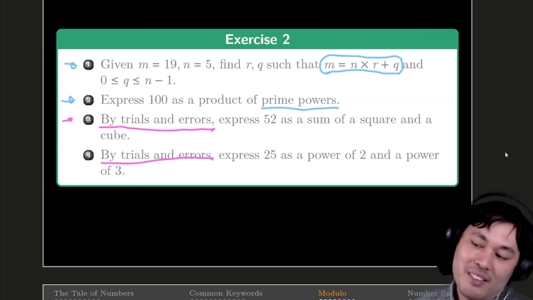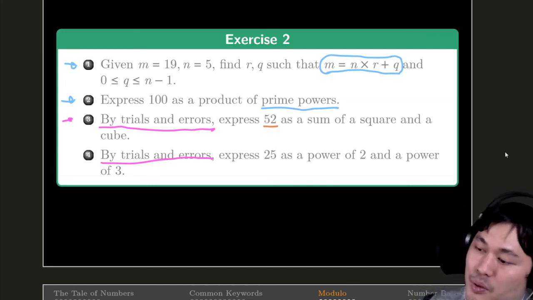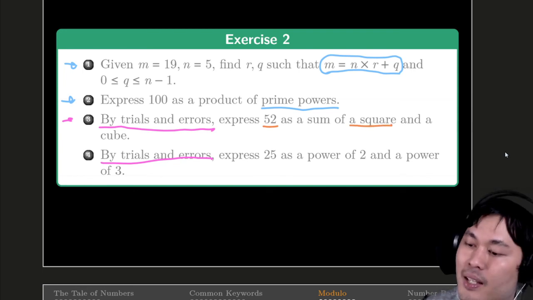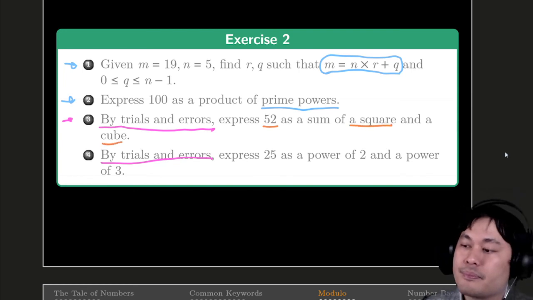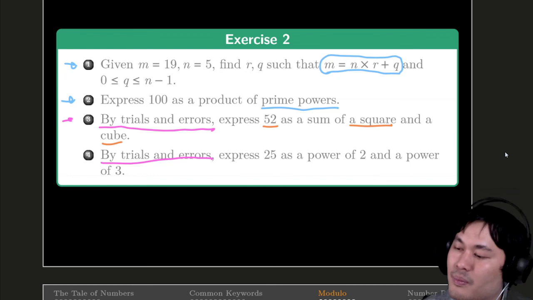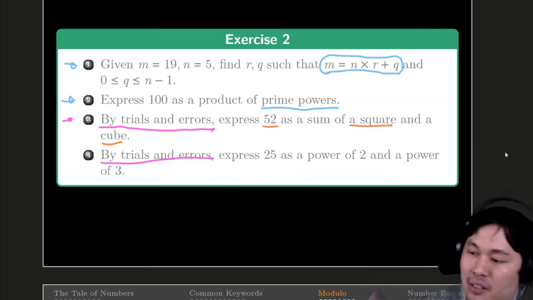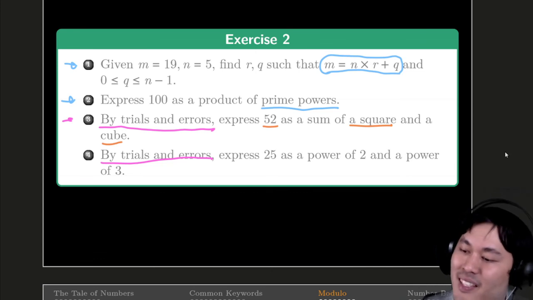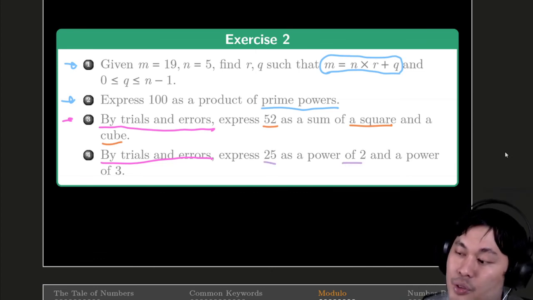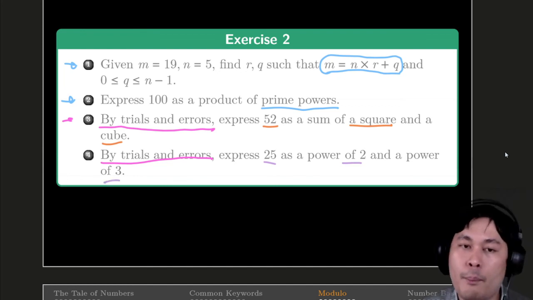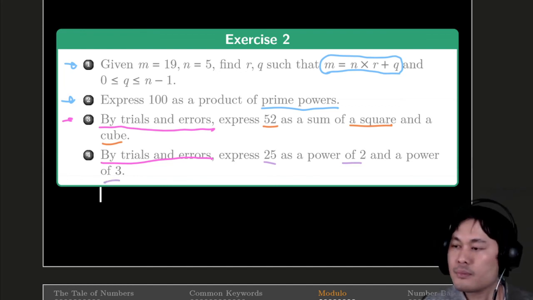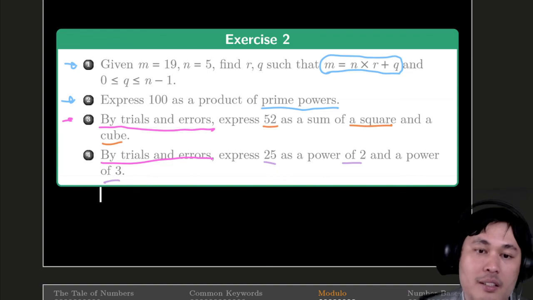Just try things. Can you express 52 as a sum of a square and a cube? And then you have to go back to see what is a square and what's a cube. And lastly, again by trial and error, express 25 as a power of 2 and a power of 3. That is for the second section.